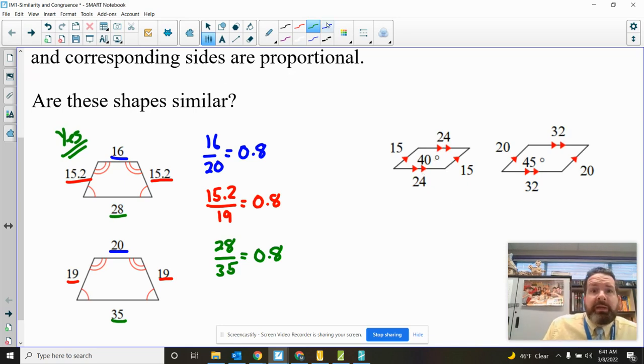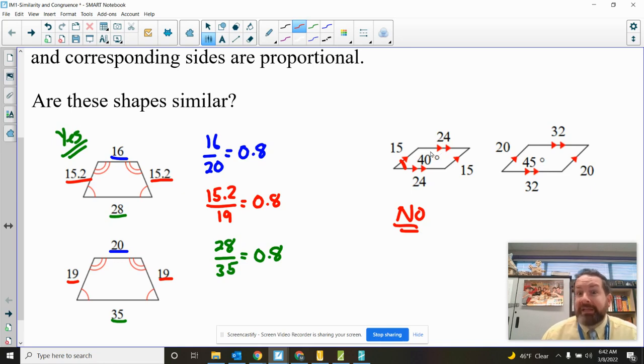Let's run through our checks. Check 1: are the corresponding angles congruent? So this angle here is 40 degrees. The corresponding angle in the other figure, so this was my bottom left angle, here my bottom left angle is 45 degrees. 40 and 45 are not the same number. If any of the angles aren't the same, you don't need to check any further. No, these are not similar figures because the angles aren't the same between them.